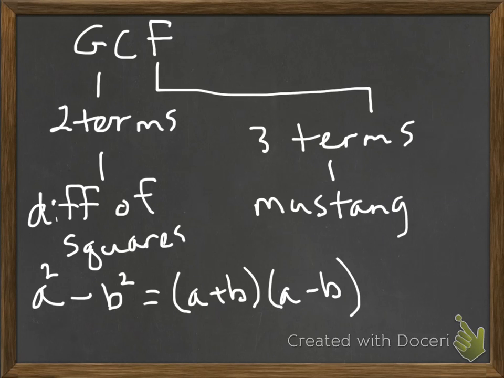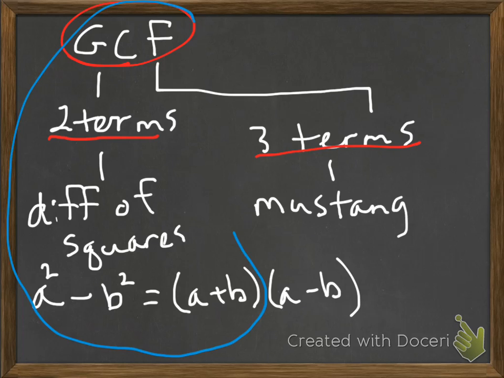Okay, so factoring. What's going to happen is that we have two options right now. One, if we have two terms. Another one, if we have three terms. But we always begin with greatest common factor. That's what they have in common. So for right now, we're going to concentrate on the two terms. We're going to be looking at this part of the little tree map here.